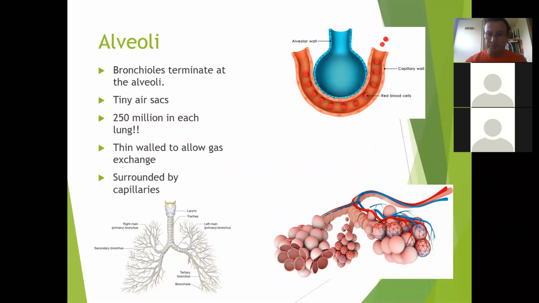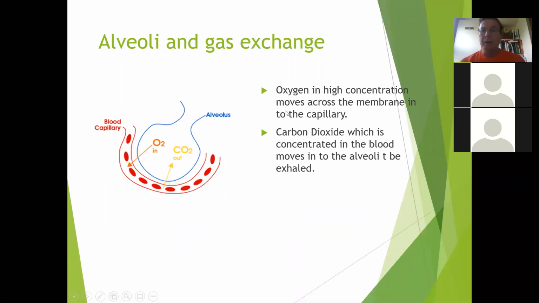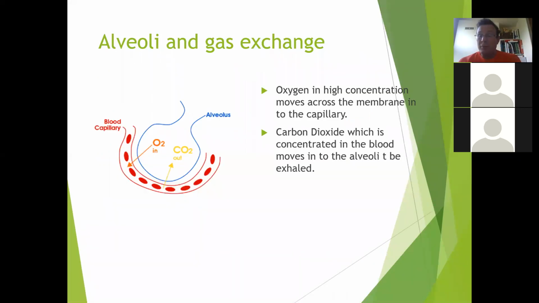So this just summarizes what I was saying on the previous slide. Oxygen in high concentration moves across the membrane into the capillary. Carbon dioxide, which is concentrated in the blood, moves into the alveoli, that should say to be exhaled.